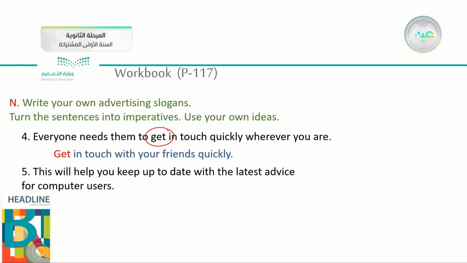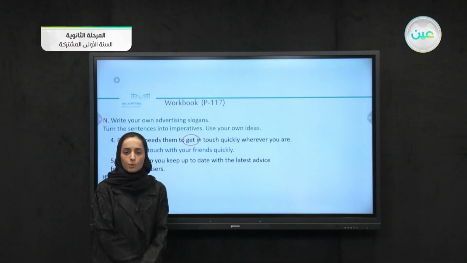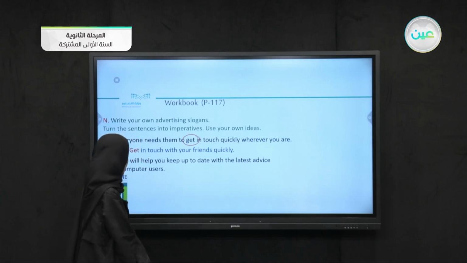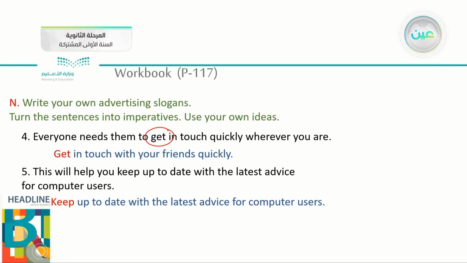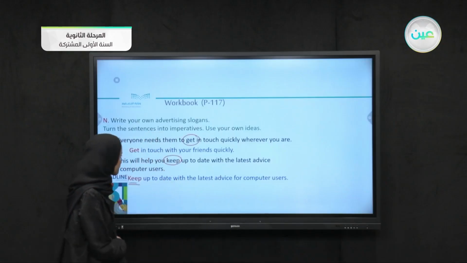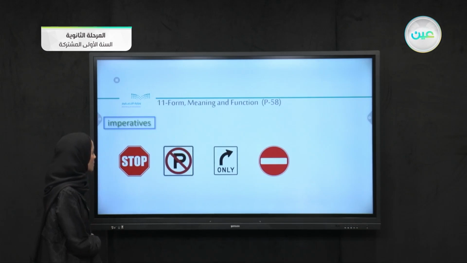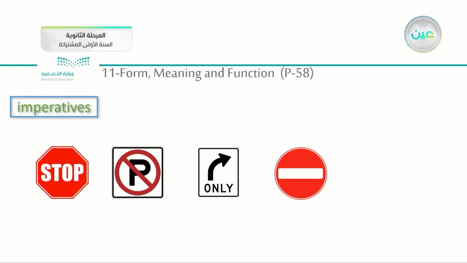The magazine. This will help you keep up to date with the latest advice for computer users. So, which one are we going to start with? We will start with keep. So, keep up to date. Here it is. We have started with it. Keep up to date with the latest advice for computer users. Here we have started with the verb itself. Keep updated.